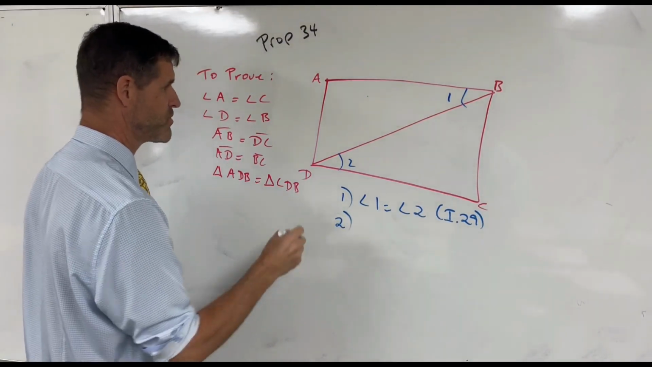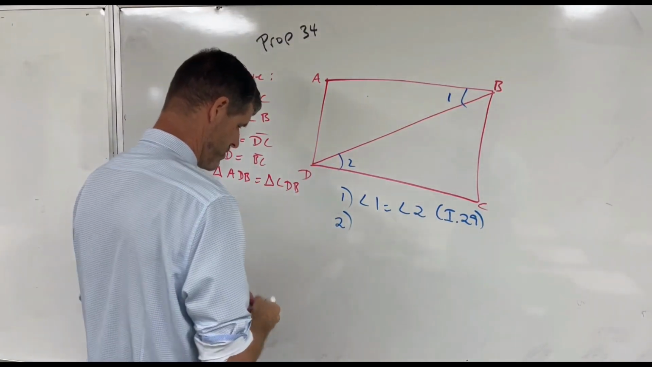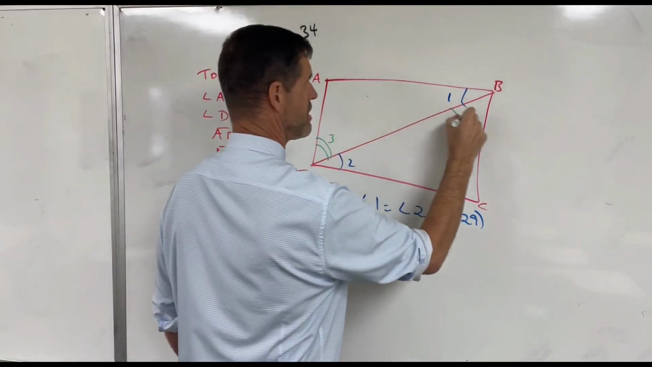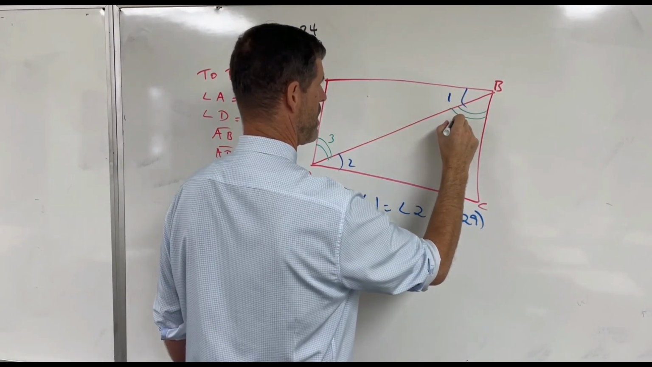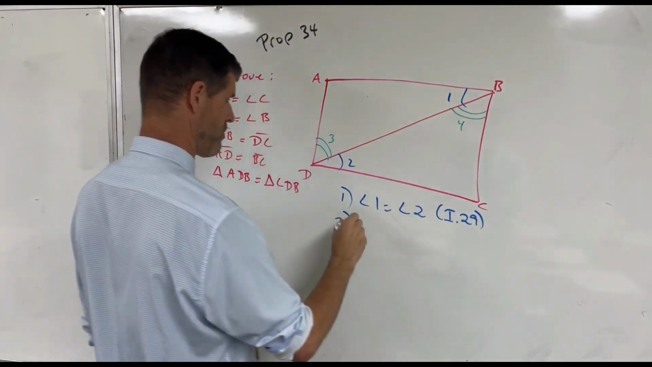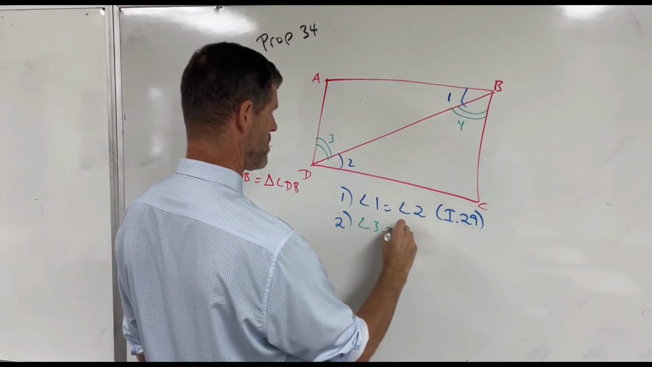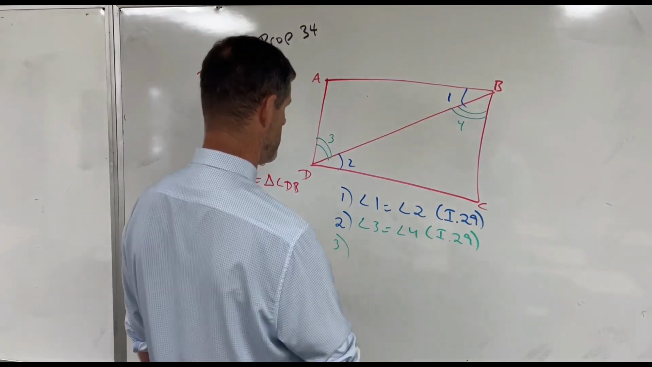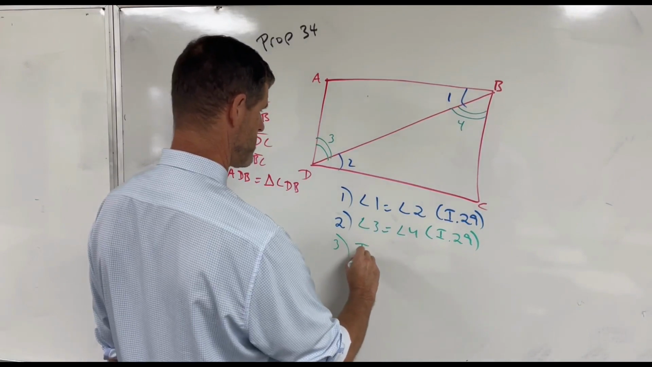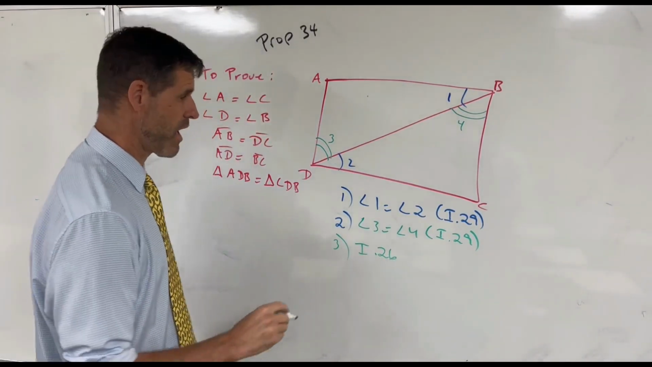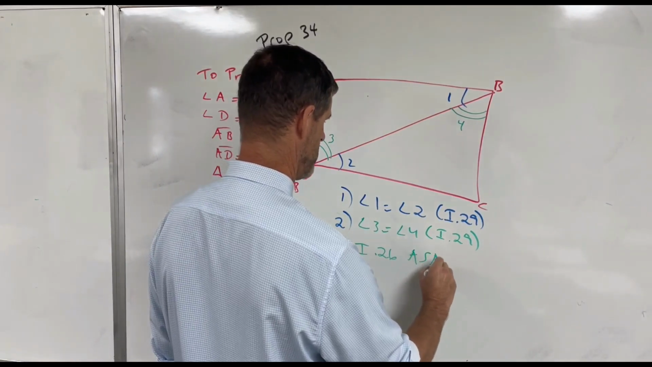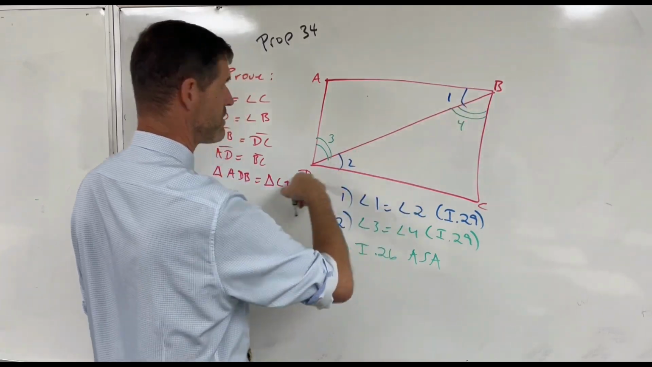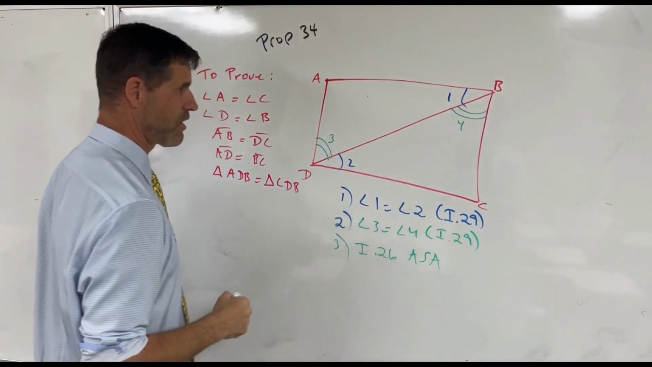Step 2, we apply the same proposition, and we show that angle 3 is equal to angle 4. So maybe I'll write that in green here. So angle 3 equals angle 4, and that is also prop 29. And now we apply proposition 26. We're going to apply the side angle part of that proposition. So we know that angle 2 is equal to angle 1, and angle 3 is equal to angle 4, and DB is a side that adjoins all of the equal angles.